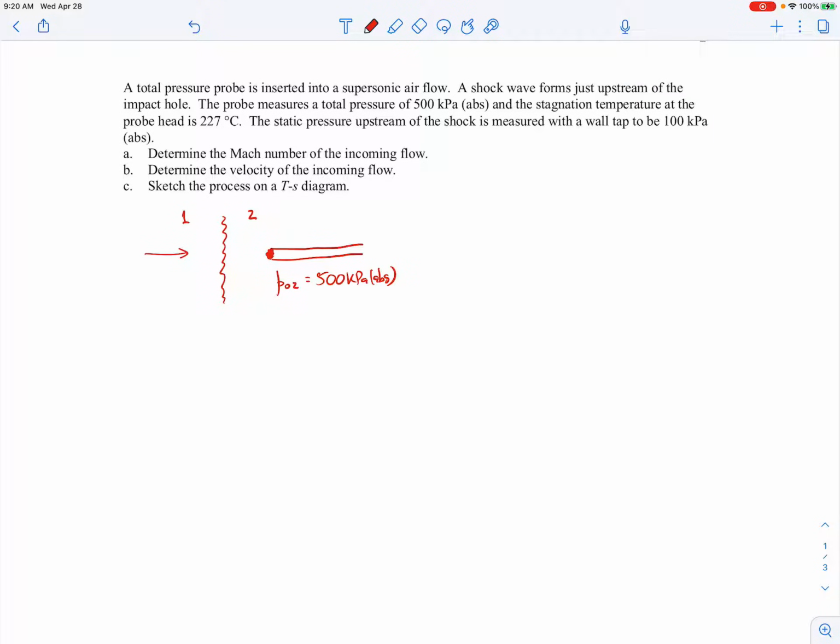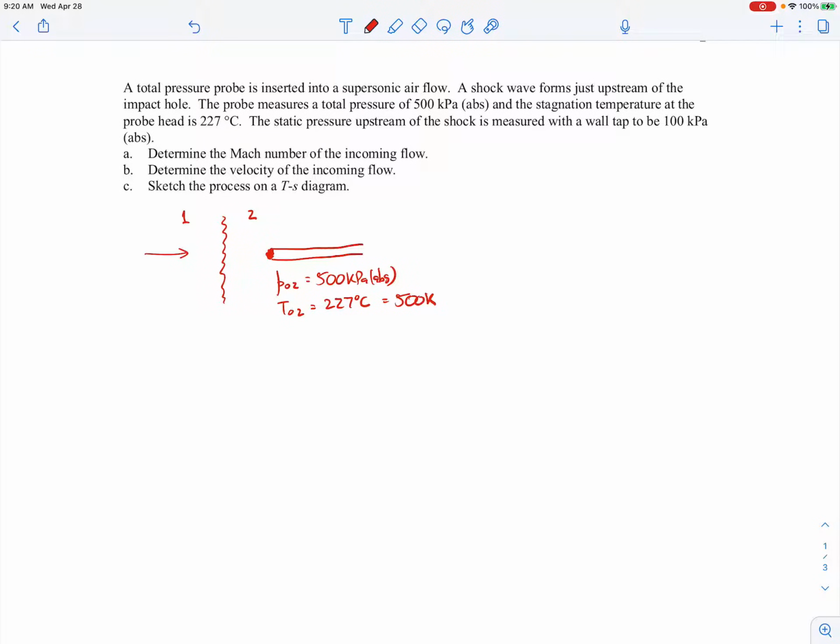We're also told the stagnation temperature at the probe head is 227 degrees Celsius, so there's some thermocouple there that's measuring the temperature. It's best to convert that over to Kelvin, so that comes out to be 500 Kelvin. You add an extra 273.